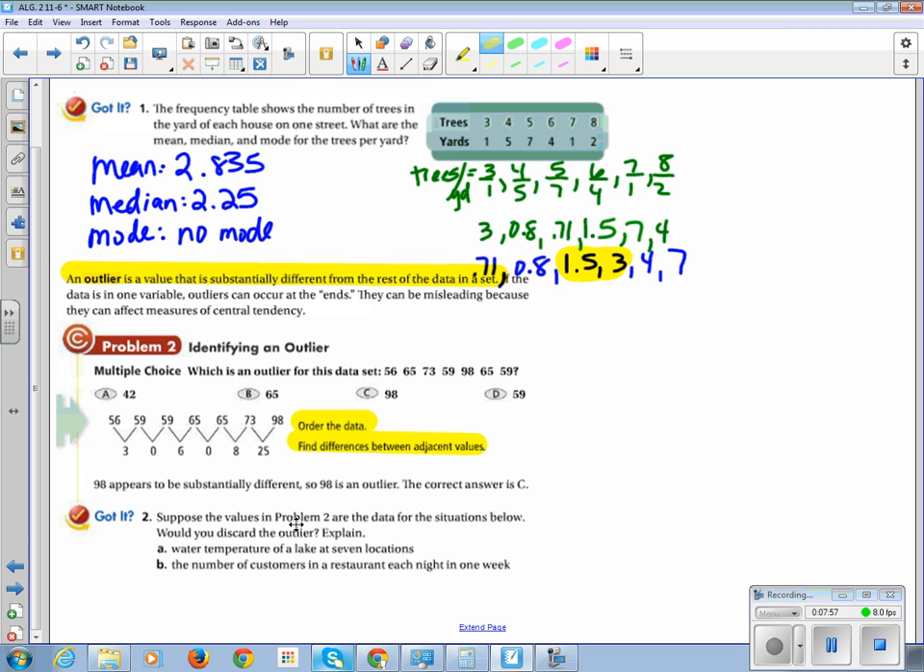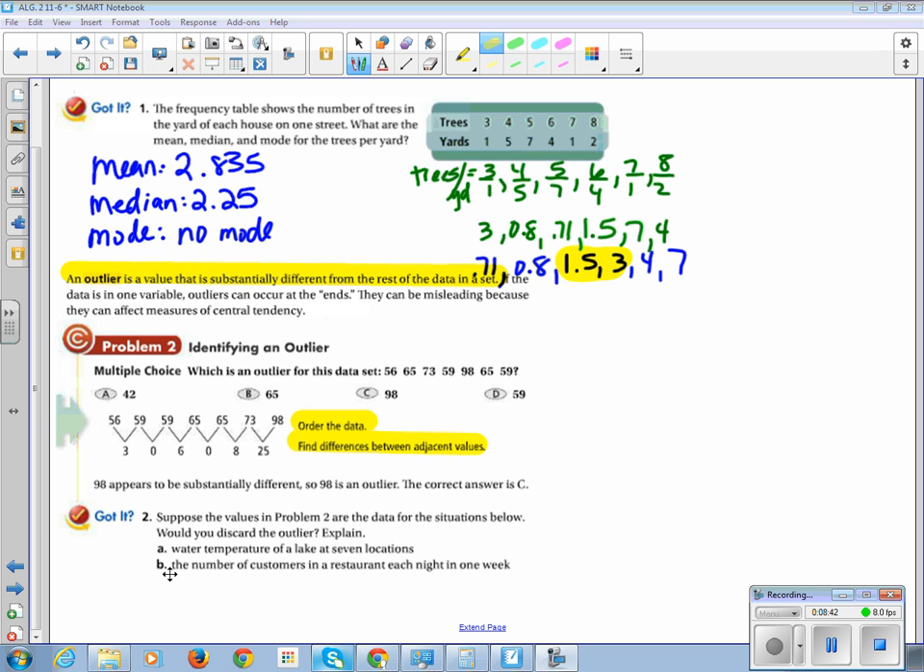All right, so our got it moment is: suppose the values in problem 2 are the data for the situations below. Would we discard the outlier and explain? So A, if these were the water temperatures of a lake at 7 locations, would we discard this 98-degree temperature? If this were water temperature of a lake, I would definitely discard this 98. It is extremely unlikely that this is an accurate reading. Normally lake temperatures don't get that high.